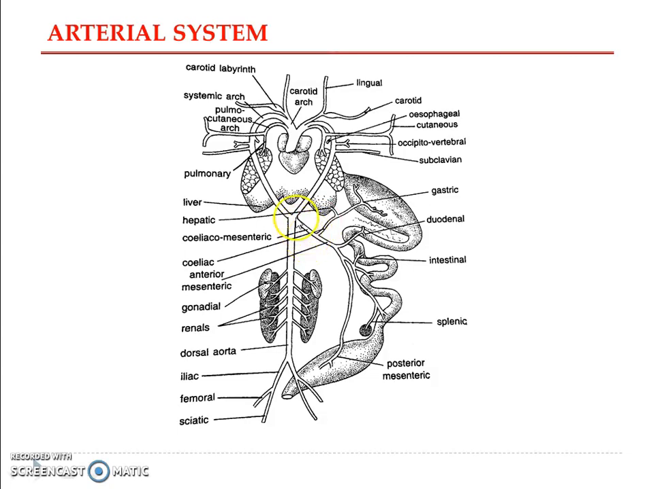From the dorsal aorta, the first artery which arises is an unpaired one. It is the celiaco-mesenteric, which gives branches to the various parts of the alimentary canal. Downward, the dorsal aorta gives branches to the gonads. Then we have 5 to 6 pairs towards the kidney. And further downward, the dorsal aorta divides into the two common iliacs, and each iliac supplies the hind limb on its side. So this is all about the arterial system.